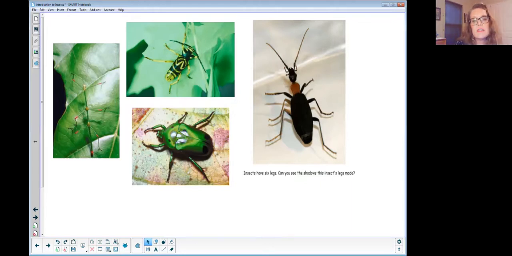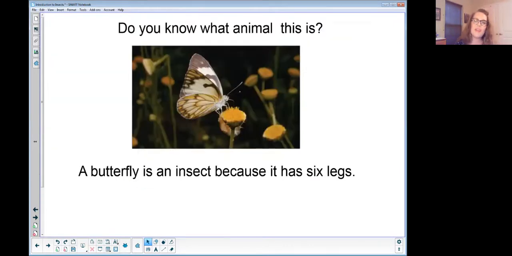Now this insect has 6 legs as well. Can you see the shadows that this insect's legs make? See those shadows there? Okay. Do you know what animal this is? I bet you do. It is a butterfly. And a butterfly is an insect because it has 6 legs.